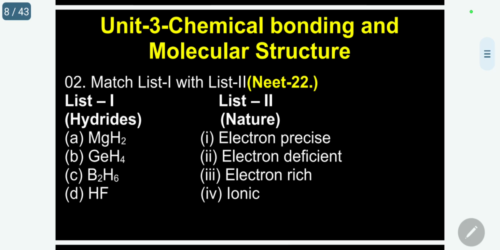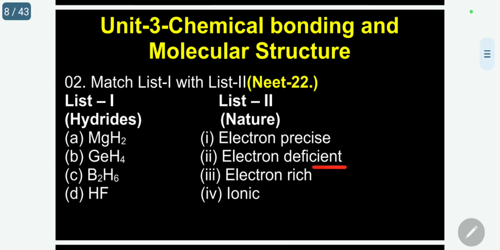Here the question is to match list 1 with list 2. This is the question asked in NEET 22, again under chemical bonding and molecular structure. On the left side they have given some hydrides, list 1. On the right side they have given the compound nature. A, magnesium hydride, 1 electron precise. B, germanium hydride, 2 electron deficient. C, B2H6, boron, 3 electron rich. D, HF, 4 ionic. So what is the idea here? We have to match correctly.